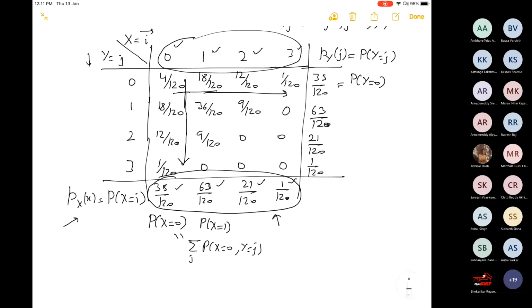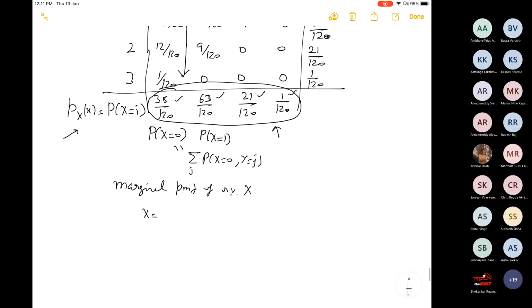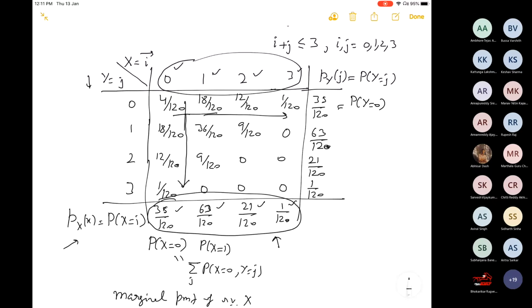This is the marginal probability mass function of random variable x. So x is equal to i and corresponding p_X(i): 0, 1, 2, 3, so this is 35 by 120, 63 by 120, 21 by 120, 1 divided by 120. So in this fashion, you can find out the marginal PMF of x, and similarly you can find out the marginal PMF of y also.